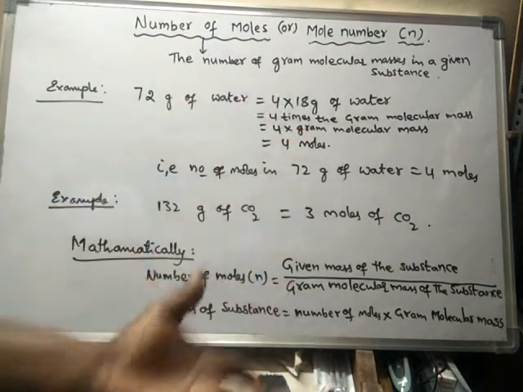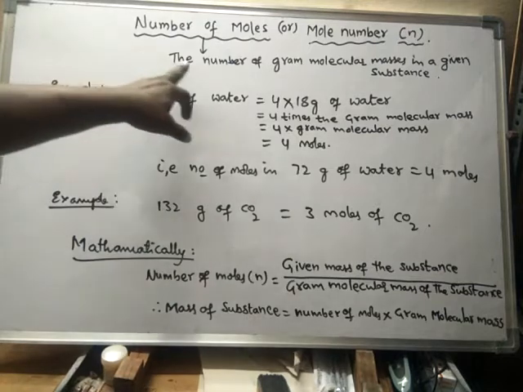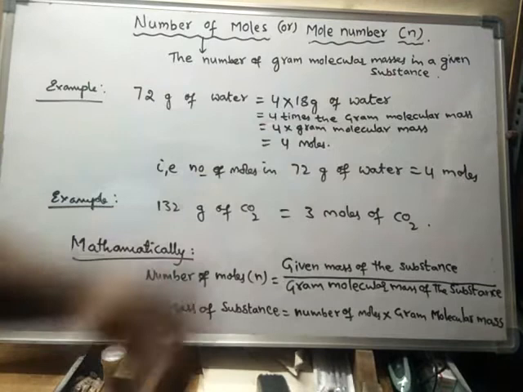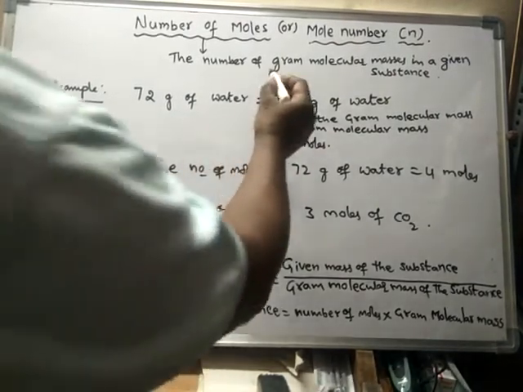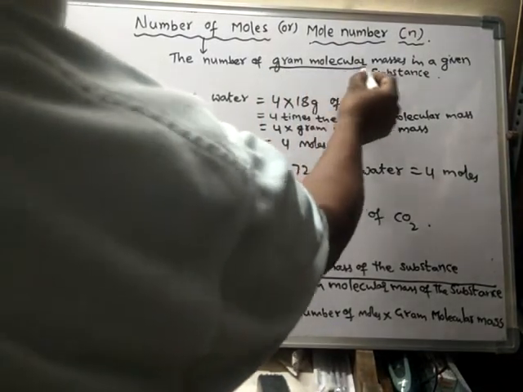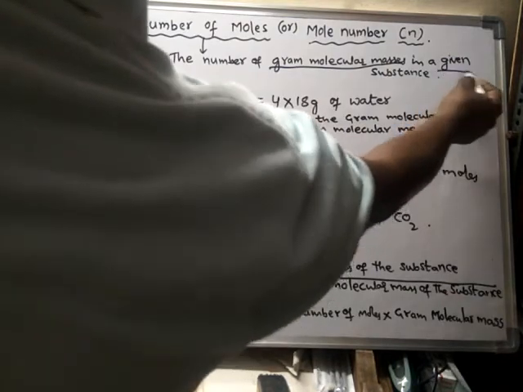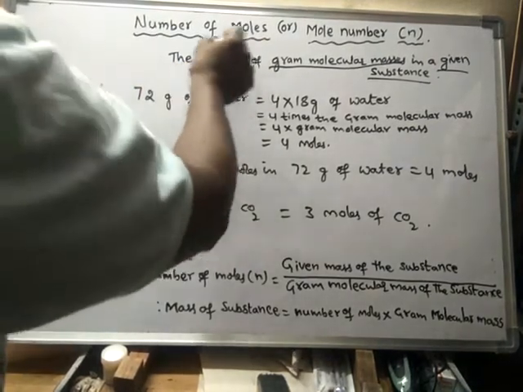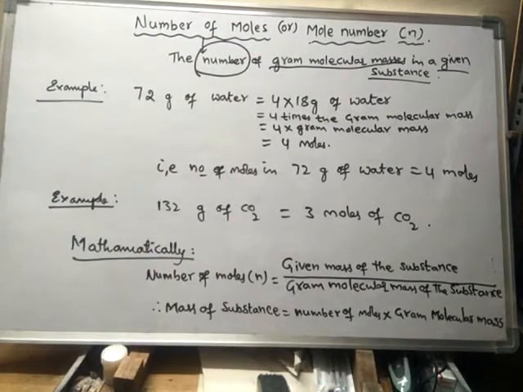Actually, it is the amount of substance. See, look here. Number of moles is nothing but the number of gram molecular masses in a given substance. So that number is said to be the number of moles.